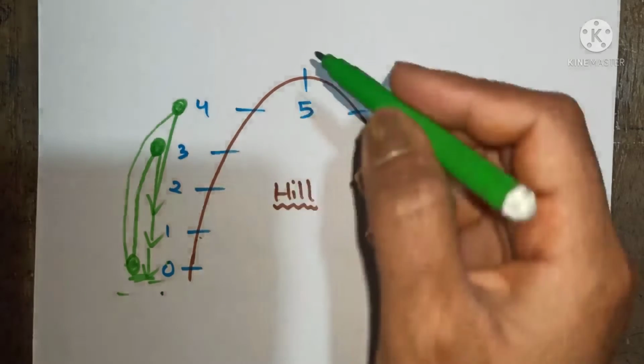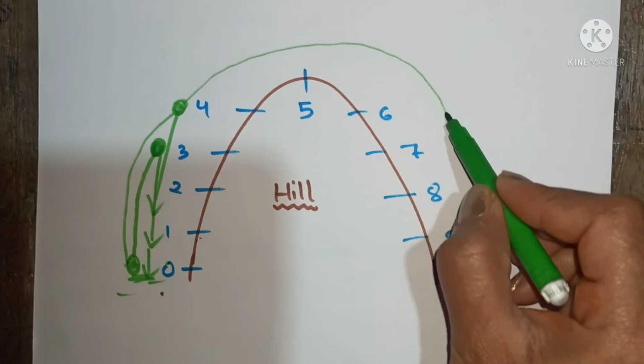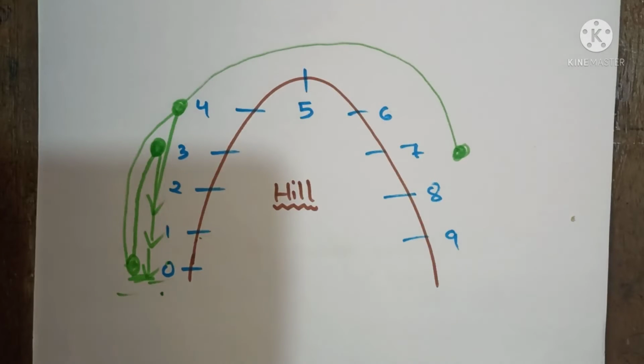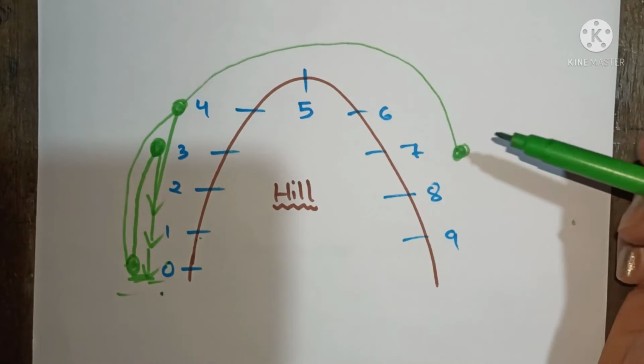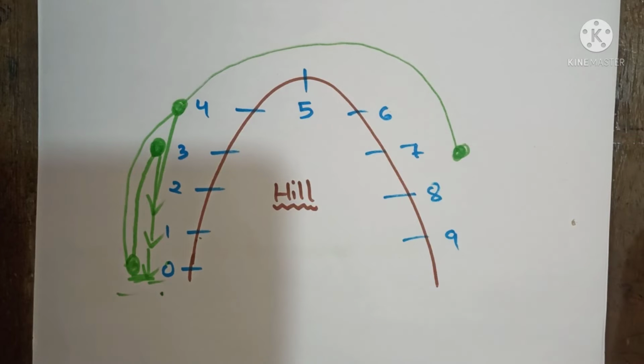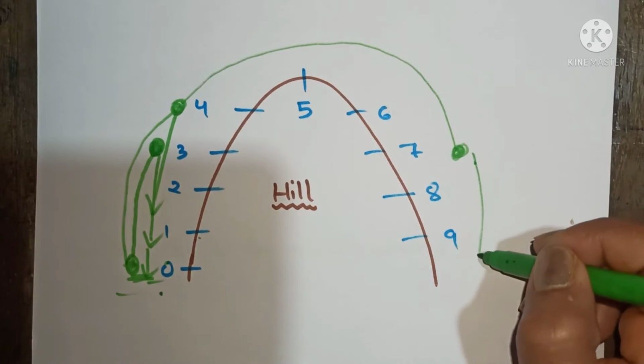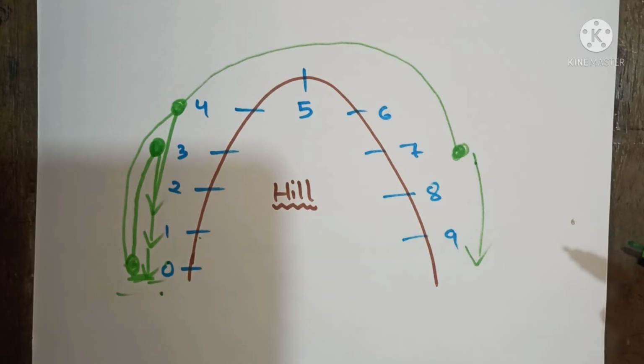Now what will happen if our bike stops here, anywhere between 6 to 9? On any number, it can stop on 6, 7, 8 or 9. Then what will happen? We will fall on the next side, isn't it?